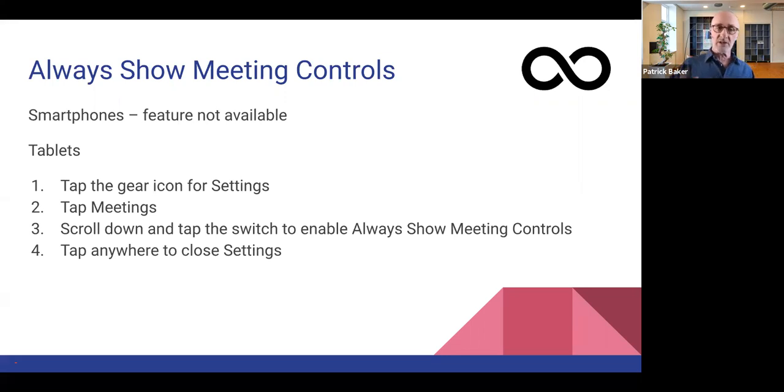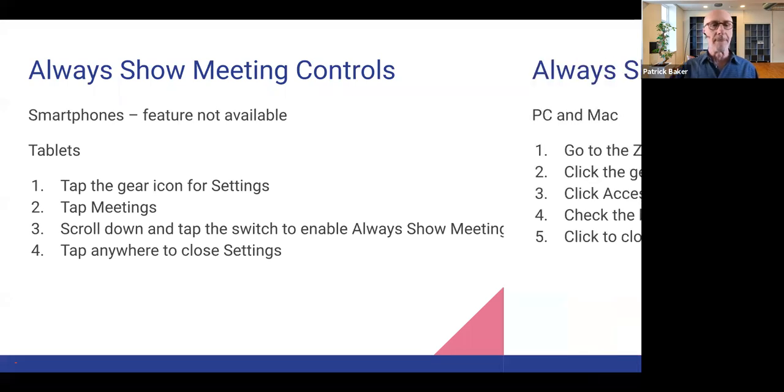You tap the screen and then tap the gear icon for settings. Then you can go into meetings. And this is when you're outside of a meeting. This is in Zoom itself. Scroll down. And you literally tap the switch, a little slider switch that says always show the meeting controls. And then you can tap anywhere to close the settings on a tablet.